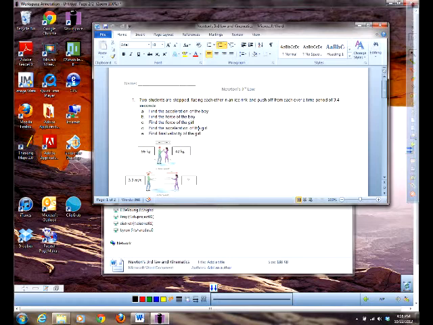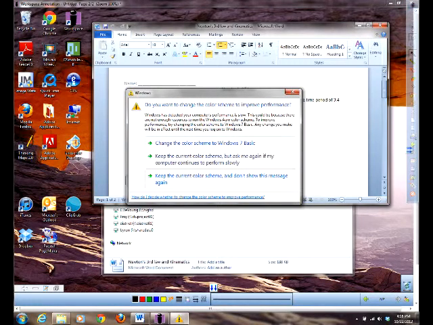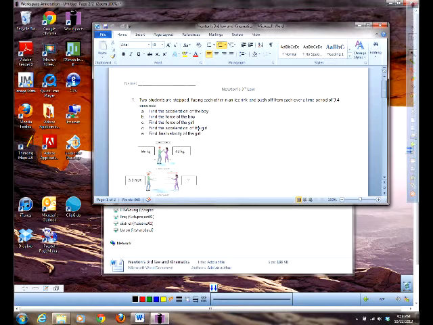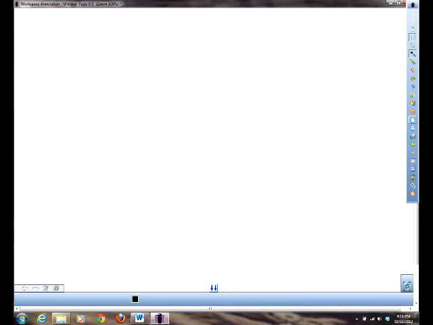So here's our diagram of the boy and the girl. The boy's mass is 56 kilograms and the girl's mass is 42 kilograms. The boy's velocity after they push off is 3.2 meters per second, and we don't know the velocity of the girl. So I'm going to come out here and get a blank piece of paper.